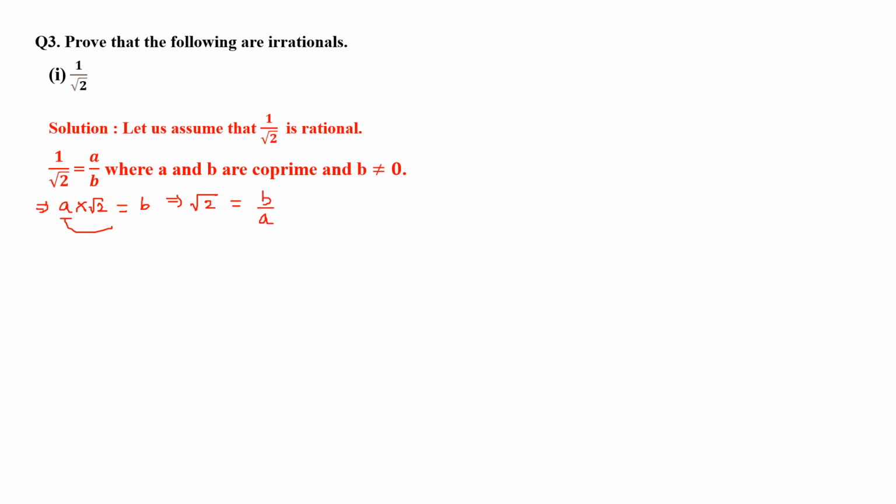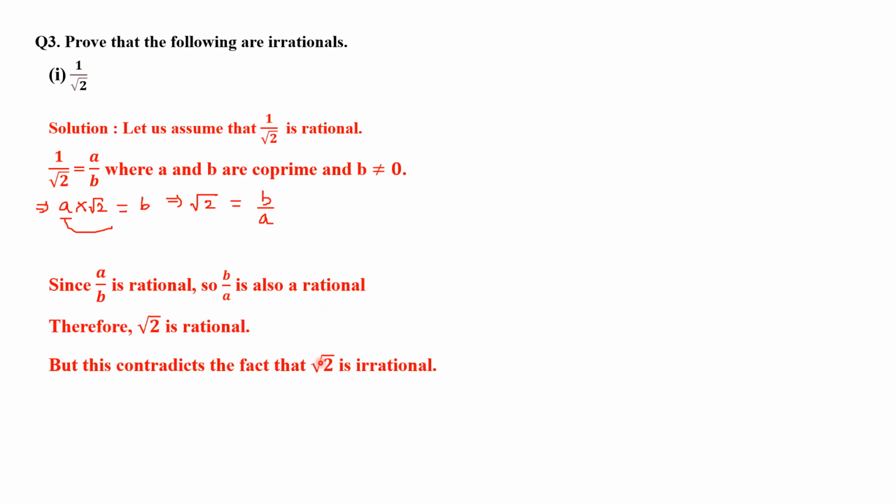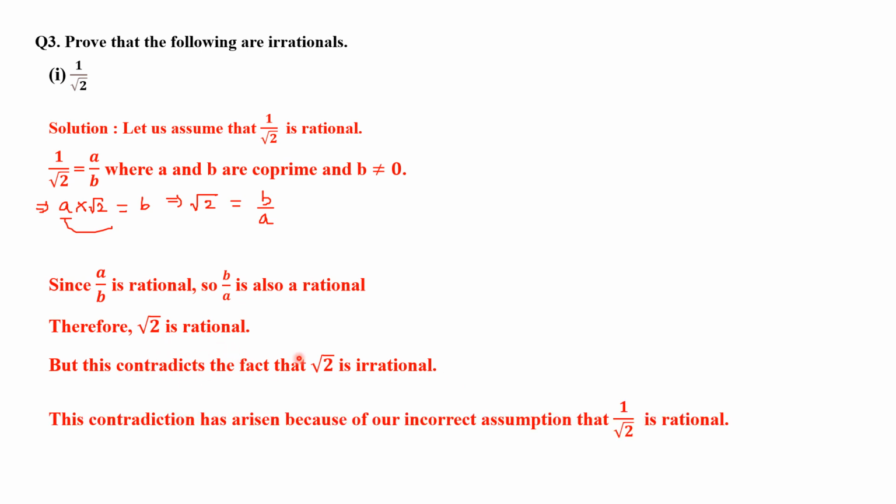And root 2 will be, transposing a from here to the RHS, multiplication will change to division, b by a. Now a by b is a rational number, so the reciprocal of that, b by a, is also a rational number, isn't it? If you take a rational number 2 by 3, then the reciprocal of 2 by 3 is 3 by 2. 3 by 2 is also a rational number, isn't it? So if b by a is also rational, then we can say that root 2 is also a rational number. But what we know, root 2 is not rational, it is an irrational number. So this is a contradiction, right? And why does this contradiction arise?